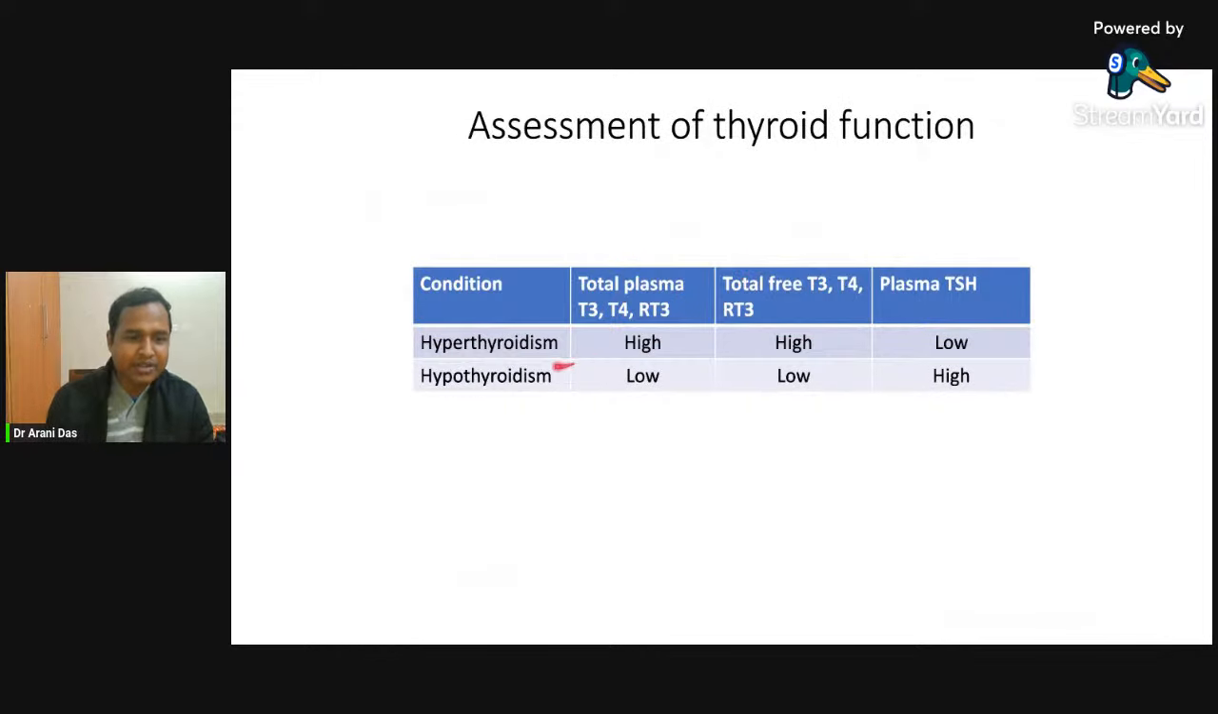Assessment of thyroid function. In hyperthyroidism, total plasma T3, T4 and reverse T3 will be high. Total means free and bound forms both, and the total and free forms of T3, T4 and reverse T3 will be high. Because of high thyroid hormone, there is negative feedback which decreases the plasma TSH level from the pituitary. In hypothyroidism, the condition is completely opposite: low plasma T3, T4, low free T3, T4, and high plasma TSH. That's how thyroid function can be assessed, and hyper and hypothyroidism conditions can be evaluated.